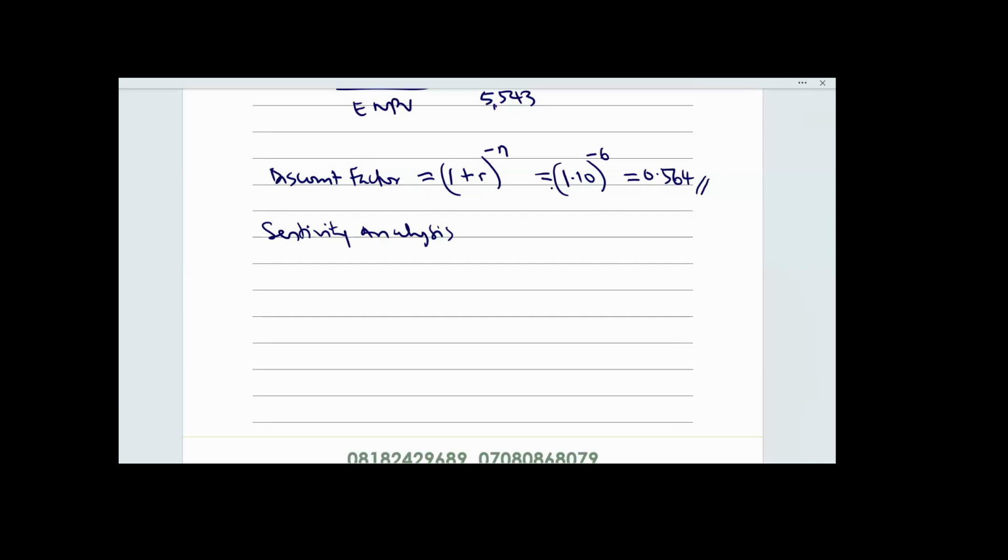So you want to know, what if the initial outlay increases by a specific percentage? Can the project still be viable? What is the extent to which the sales value can fall before the project will become unviable? This is what sensitivity analysis measures. It's also known as what-if analysis. So you want to know the extent of change in any of the variables that will make the project become unviable.